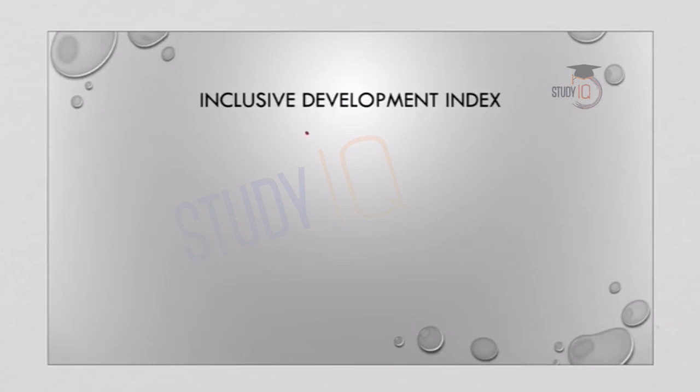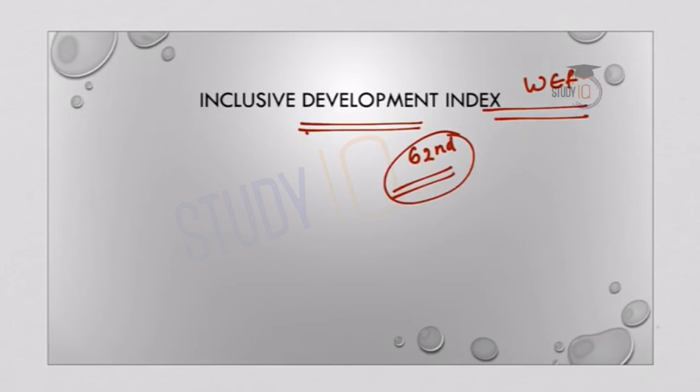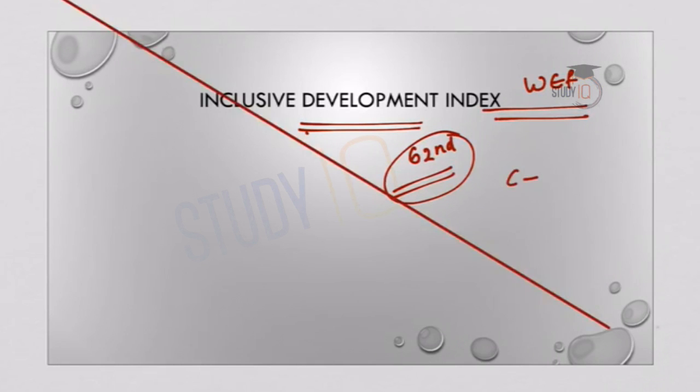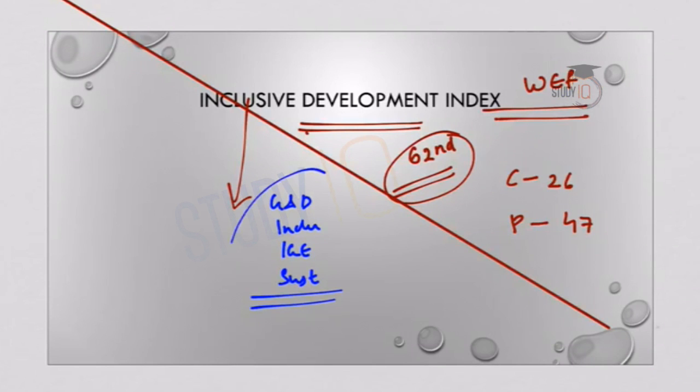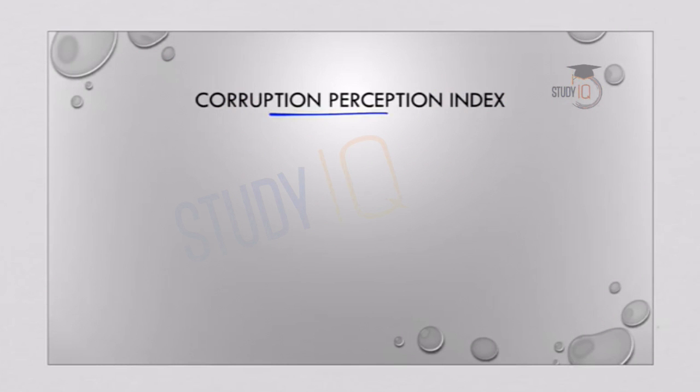Next one is Inclusive Development Index published by World Economic Forum. India has a position of 62nd among the emerging economies. China has a rank of 26, Pakistan 47. And this Inclusive Development Index is based on 3 parameters or 3 pillars. The first one is growth and development, second one is inclusion, and the third one is intergenerational equity, and the fourth one is sustainability. So these are the 4 parameters based on which the report or the index is being prepared.